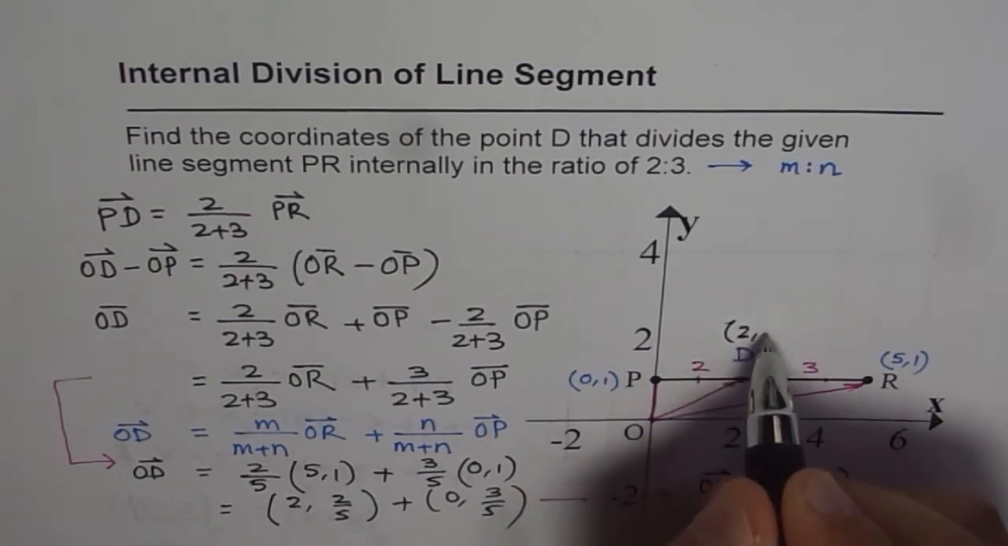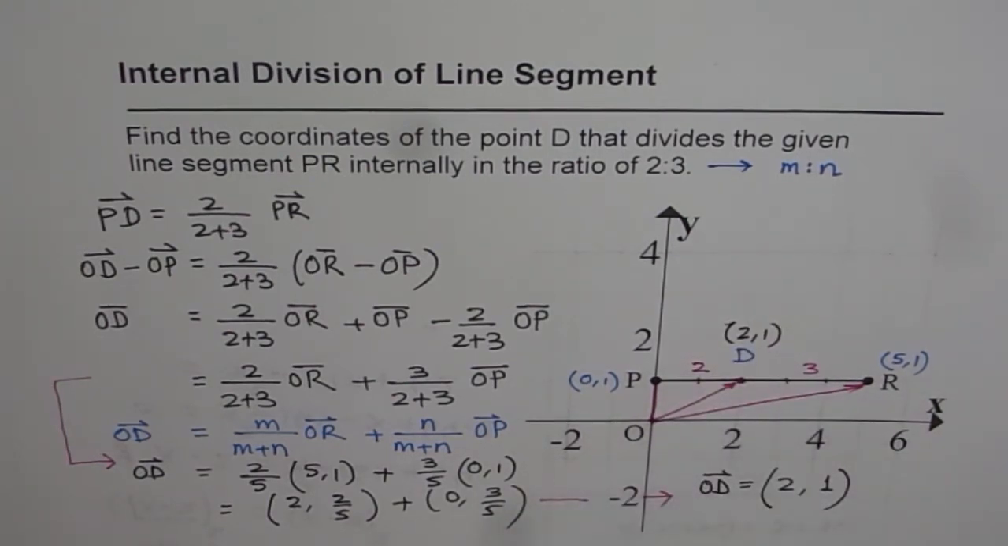Which is (2, 1). So D should be (2, 1). Let's check. So D is indeed 2, and then 1. Perfect. So we get our answer that D should be (2, 1), right? But I hope with this simple example you understand the concept, the big thing.